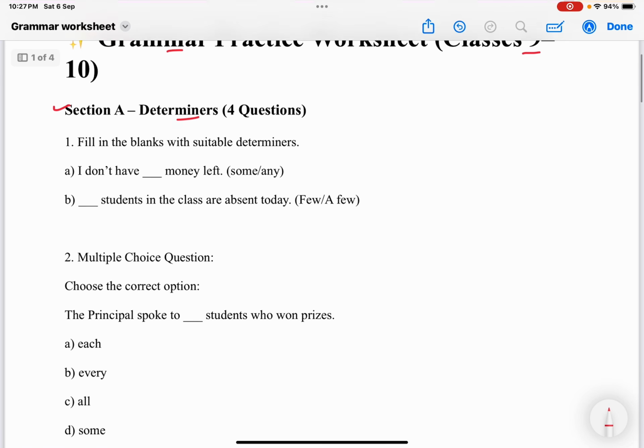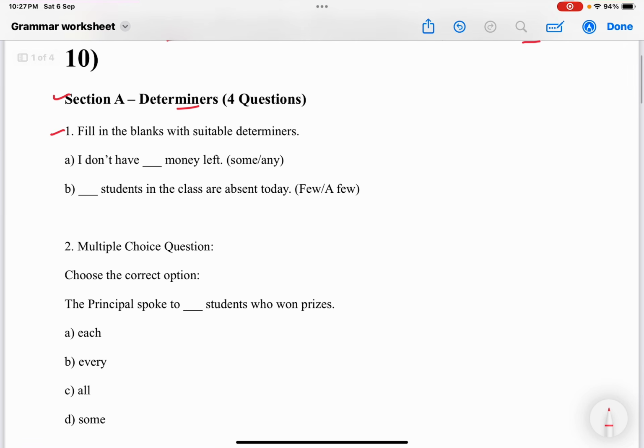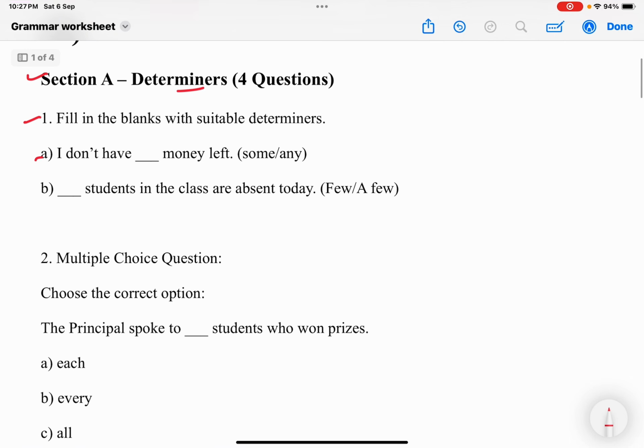First topic is the determiners. First question, fill in the blanks with suitable determiners. So first question is, I don't have dash money left. The options are some or any. I don't have dash money left. So here the correct answer is any, because any is used in negative sentences and here it is a negative sentence. So any is the correct answer.